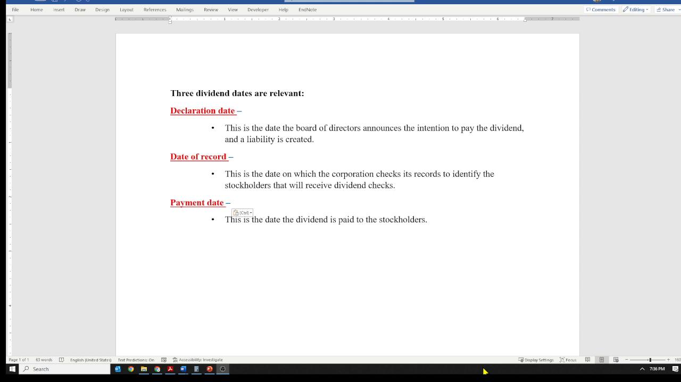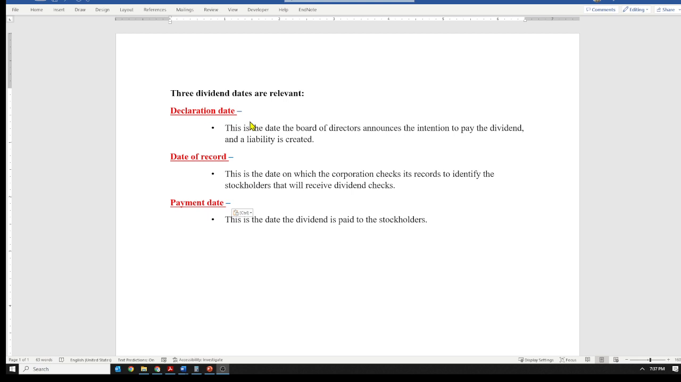Let's go over some main components so we can understand when journal entries are actually recorded, and we'll see that in the sample problem. There are three relevant dividend dates: the declaration date, the date of record, and the payment date. The declaration date is the date the board of directors announces the intention to pay the dividend, and a liability is created. The board got together and said, we're going to issue dividends, and since they said that, now a liability is created.